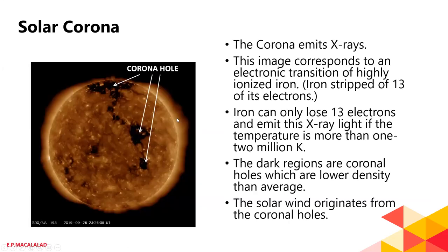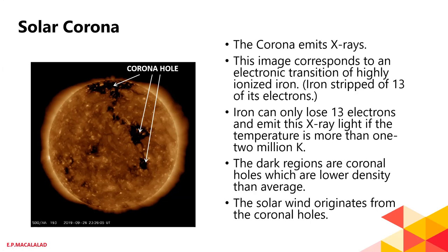For solar minimum times, or years with solar minimum, the coronal holes are more evident than sunspots. This image corresponds to an electronic transition of highly ionized iron, so iron stripped of 13 of its electrons. The point is that these dark regions are sort of windows of high speed solar wind.